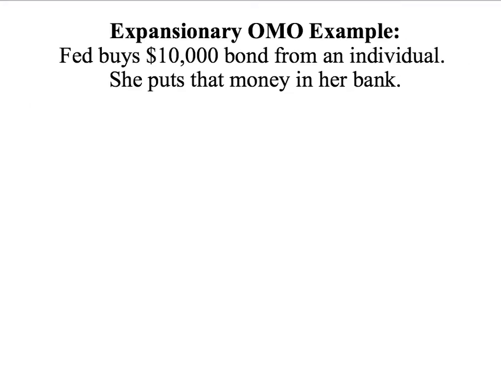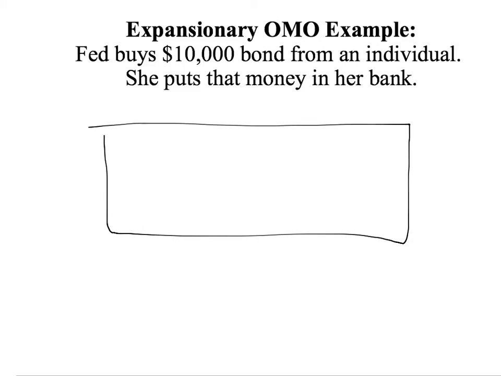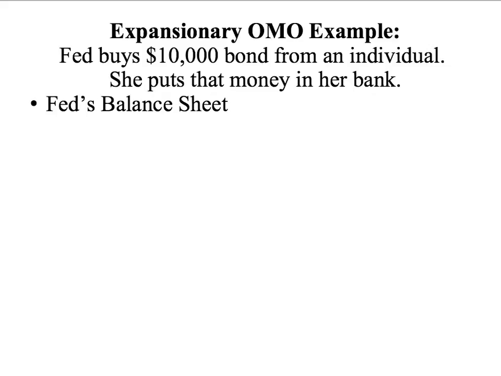So let's look at an example of an expansionary open market operation. Let's say that the Fed buys a $10,000 bond from an individual, and she takes that $10,000 and puts the money in her bank. So first, where does that money come from? Remember, the Fed gets to print that money. So the money is printed, and the Fed says, here, have some money, and I'll trade you that bond. So let's look at the balance sheets of each of the players in this operation.